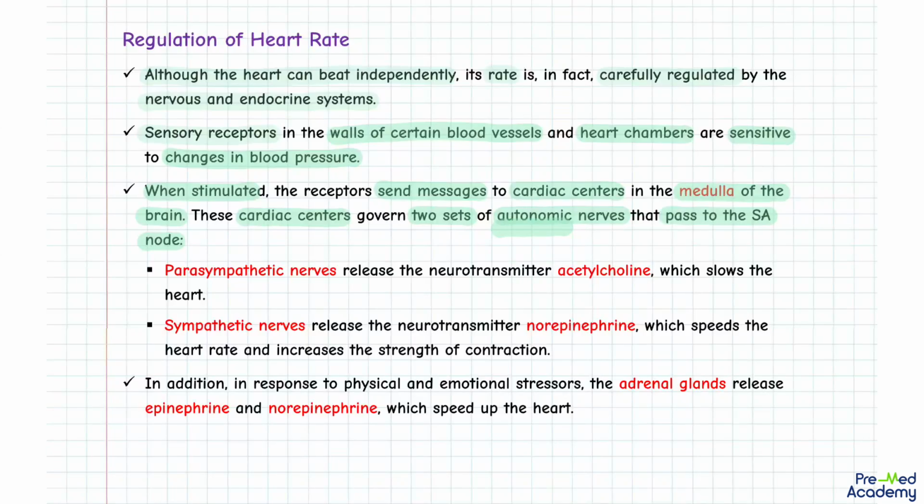In terms of regulating heart rate, the parasympathetic nerves release the neurotransmitter acetylcholine, which slows down the heart when needed. On the other hand, sympathetic nerves release the neurotransmitter norepinephrine, which speeds the heart rate and increases the strength of contraction. Another regulator of heart rate is the endocrine system. In response to physical and emotional stressors, the adrenal glands release epinephrine and norepinephrine, which speed up the heart.